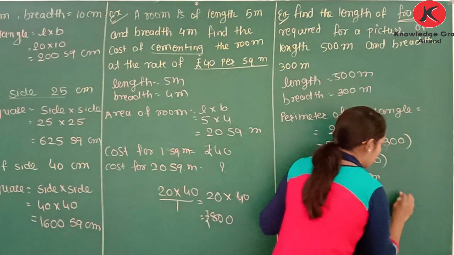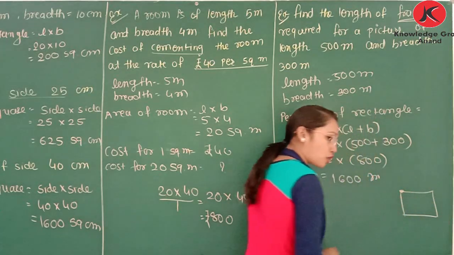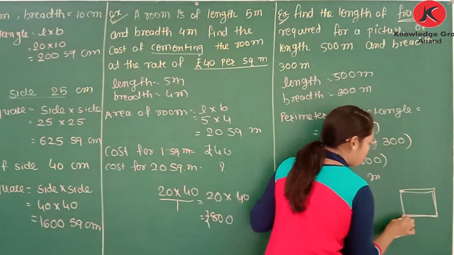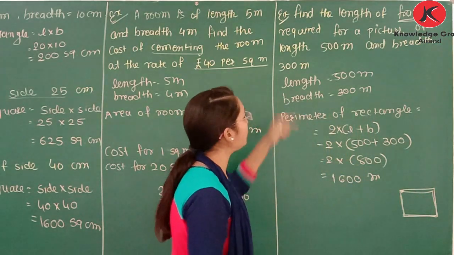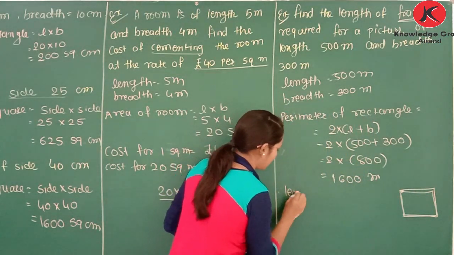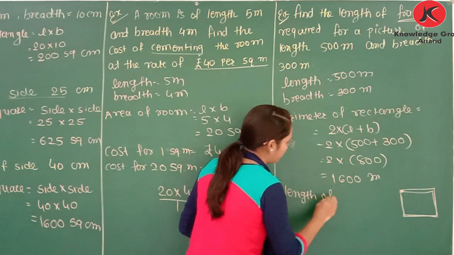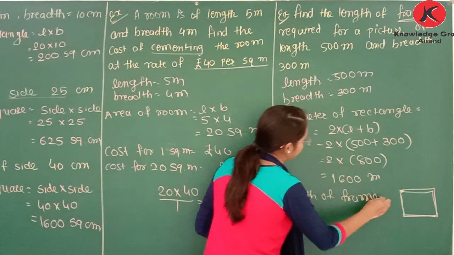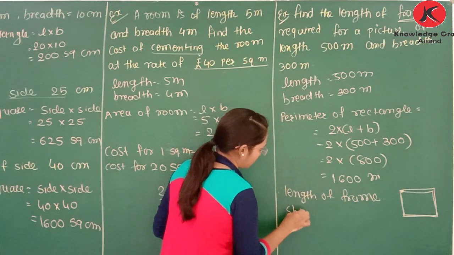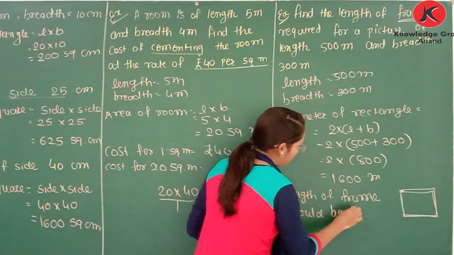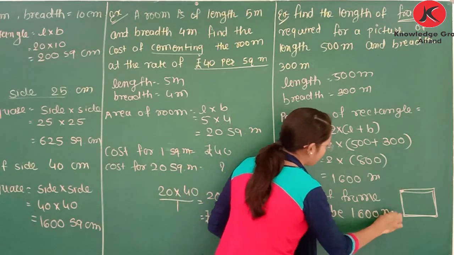Means if we are considering this frame, if we start from here, this length gives this side. So what will be length of frame? So length of frame should be 1600 meter.